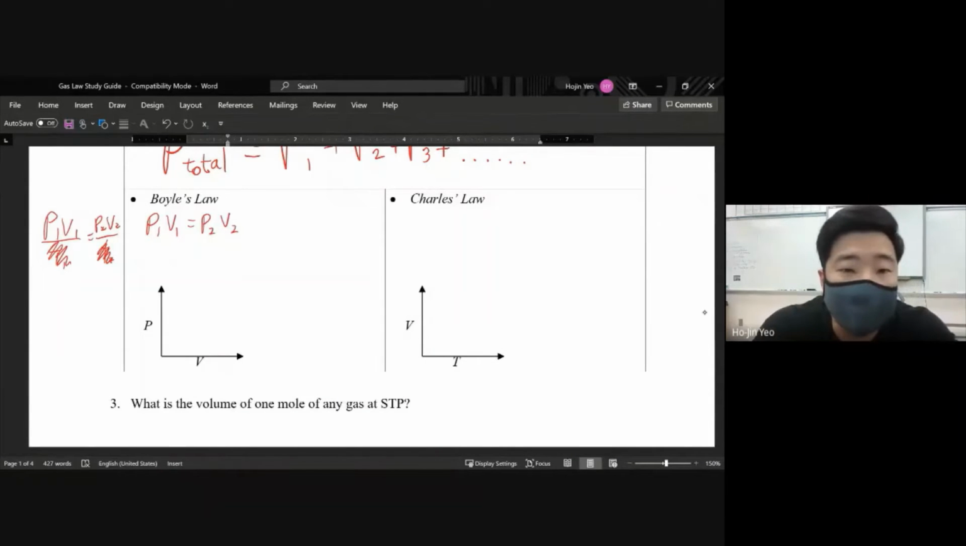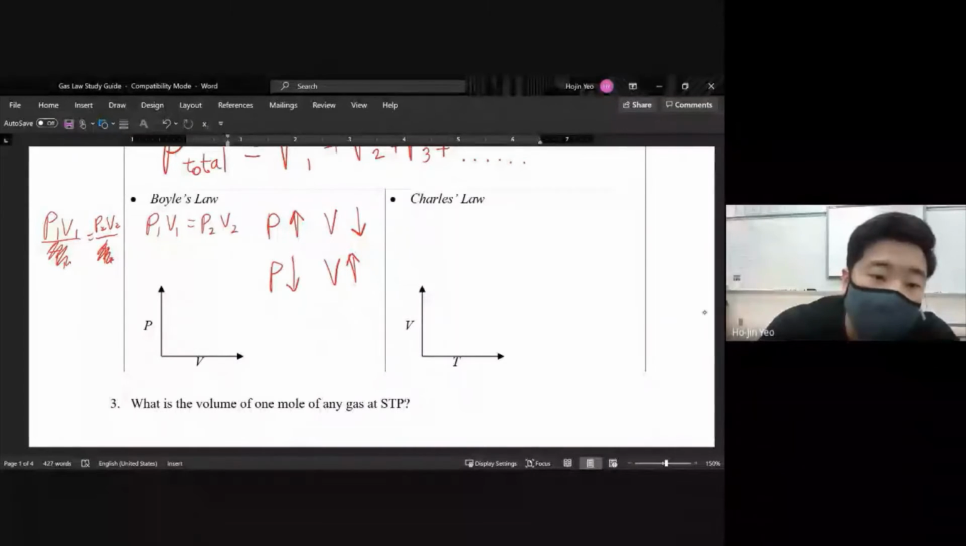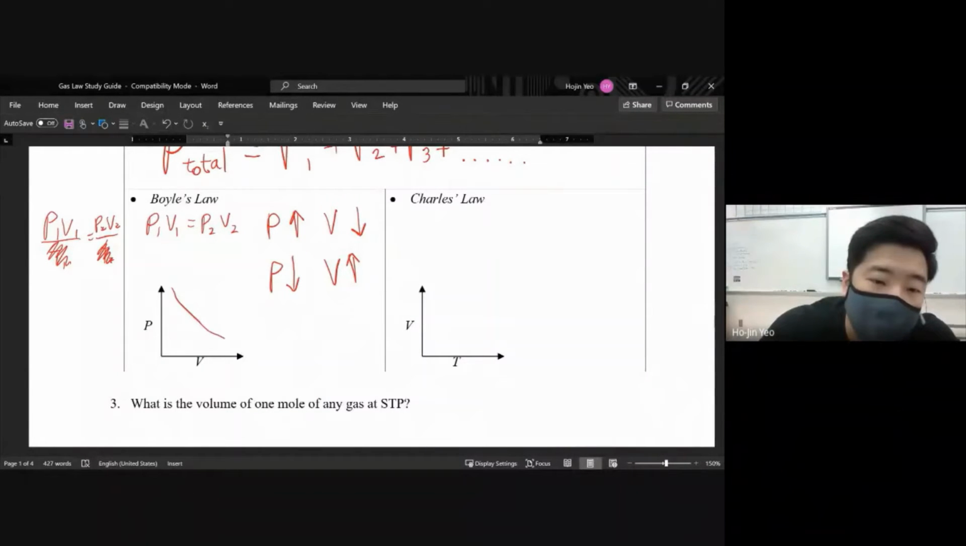A couple things you need to know about this is that if one increases, for example, if pressure increases, that means the volume has to decrease. Or you can say pressure decreases while volume increases. So it's always going to be the inverse of each other. In this case, the graph will look like a down slope.